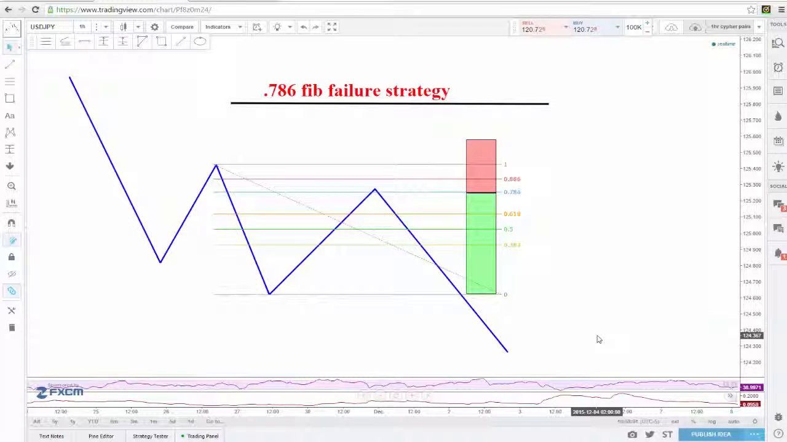In order to utilize this strategy properly, you will need to know how to read structure and how to determine trend. And if that's something you're having trouble with, then go ahead and subscribe to this channel because I will be doing a video shortly on how to read structure and how to determine trend in the market.